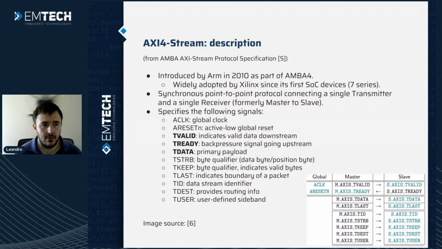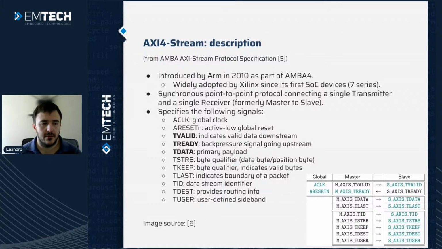So to describe AXI4-Stream specifically, it is a point-to-point protocol. It's synchronous, so we say that both the transmitter and the receiver use the same clock. The names changed not a long time ago. They used to be called master and slave. Now they are referred to as transmitter and receiver. So it specifies a number of signals, some of them optional. You have a clock, which is global because this is synchronous. You have a reset, which is active low.